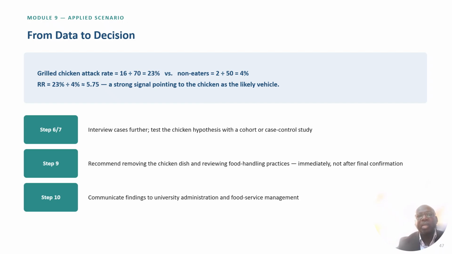Here, the grilled chicken attack rate was 23% for those who ate it. Those who are non-eaters had 4%. That means that among those who did not eat the chicken, 4% still developed disease, and this may also strengthen the hypothesis of the aggregated chicken attack. The aggregated chicken items are responsible for this attack, so it is a strong signal pointing to the chicken as the likely vehicle.